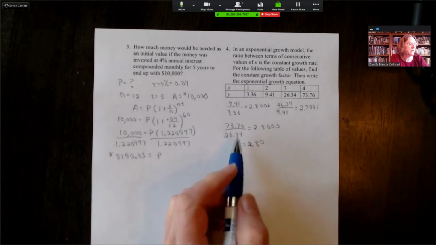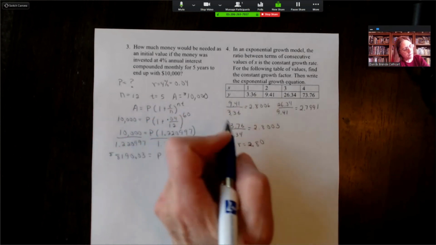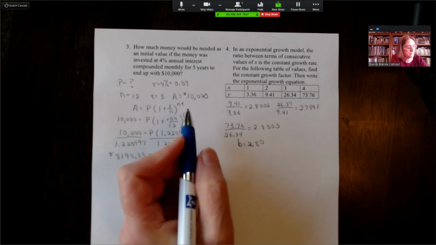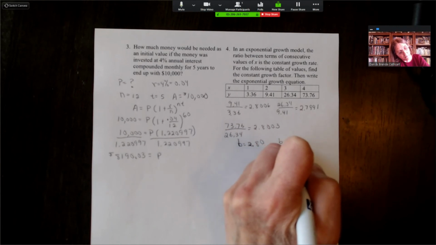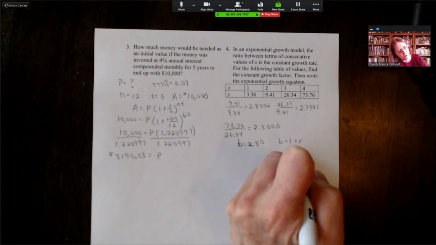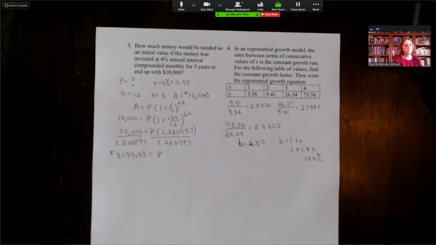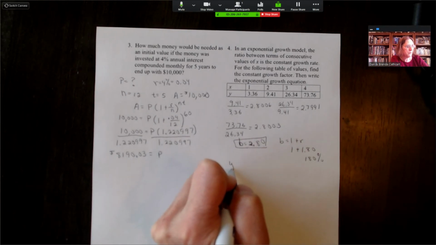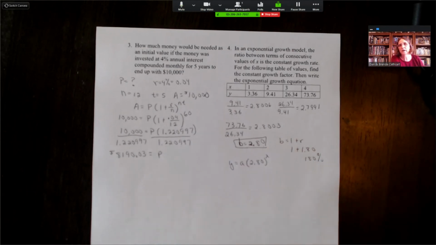So our growth rate is a constant 2.80. This is our value for B. This is our growth factor. Okay. This represents, by the way, a growth rate of 1 plus that, so 2.80 becomes 1 plus 1.80. That's a growth rate of 180%. For our equation, here's our value for B. So right now we have y equals A times B, 2.80 to the x.